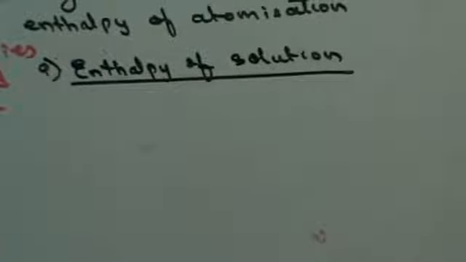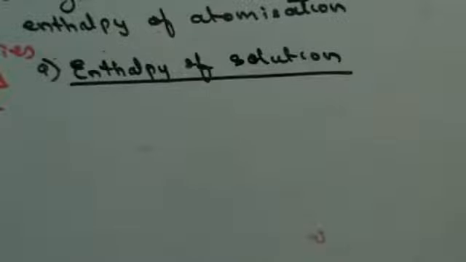Now, enthalpy of solution is defined as the enthalpy change in a process when 1 mole of a solute is dissolved in a specific quantity of solvent to form a solution. Suppose I take 1 mole of sugar and dissolve it in water, or 1 mole of NaCl and dissolve it in water, then the amount of heat energy that would be absorbed or evolved would be called the enthalpy of solution. The amount of heat energy absorbed or evolved when 1 mole of solute is converted into solution by dissolving it in a definite volume of water. Do we understand this? So what do we understand by enthalpy of solution?